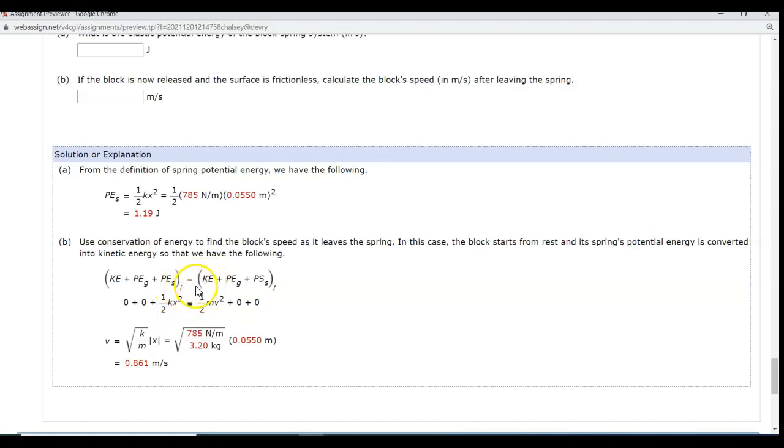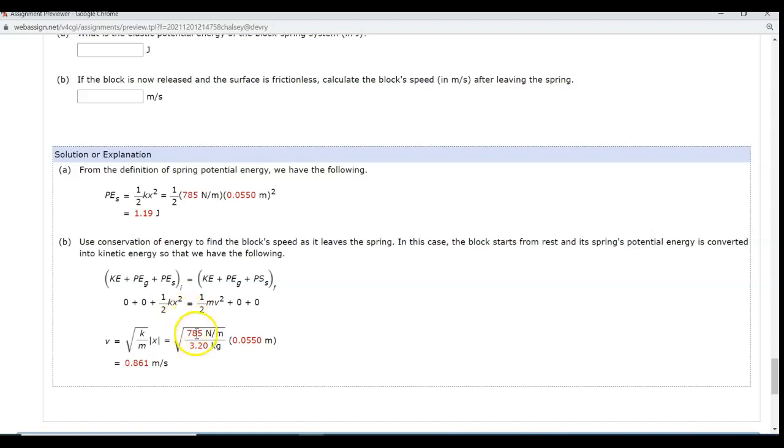Now the kinetic energy on the other side is 1/2 m v squared plus, and again, gravity 0 effect, and on this side the spring has no effect. It's already sprung. Okay, so we derive that formula, and to find the velocity we have to take the square root of the constant divided by the mass times the absolute value of the distance that it moved.